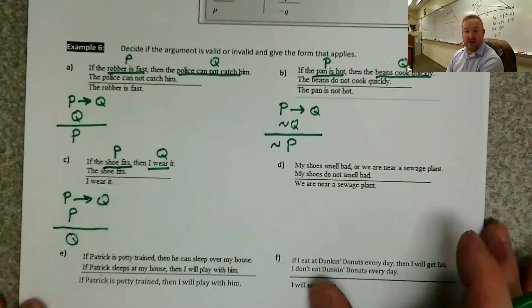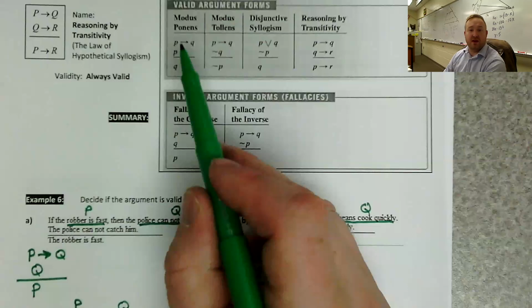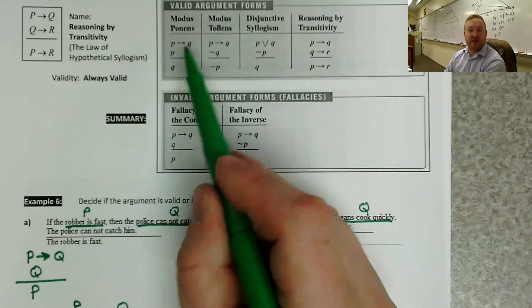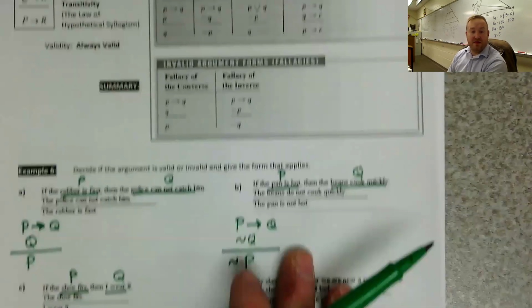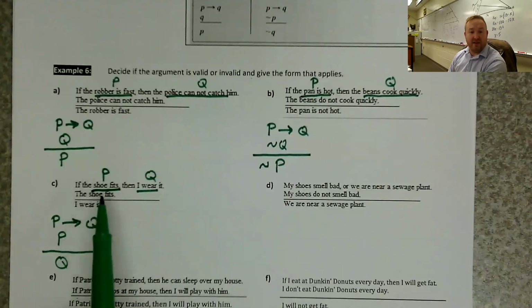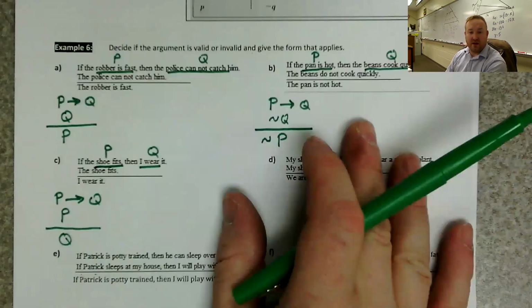So if we look and see what form that takes, I believe that's the very first one. If P, then Q, second premise P, conclusion Q. Yep, that's the exact format here. So this argument is a valid argument, and it fits into the modus ponens category.